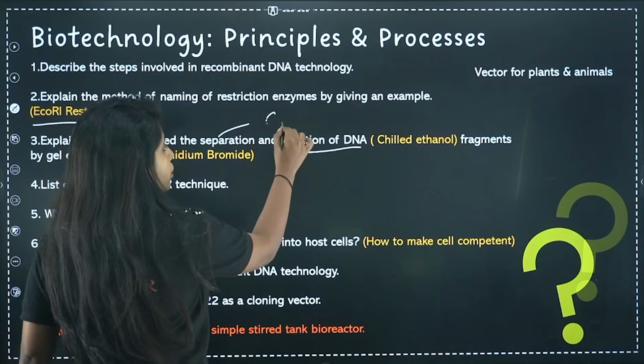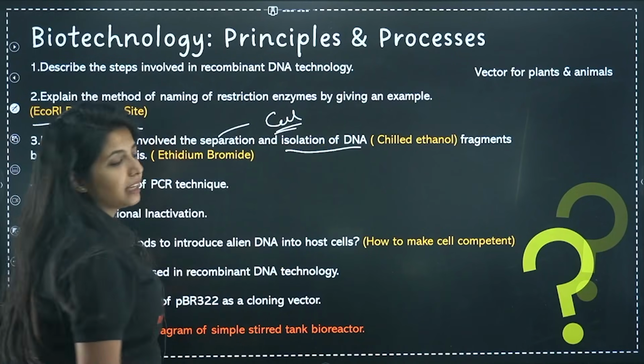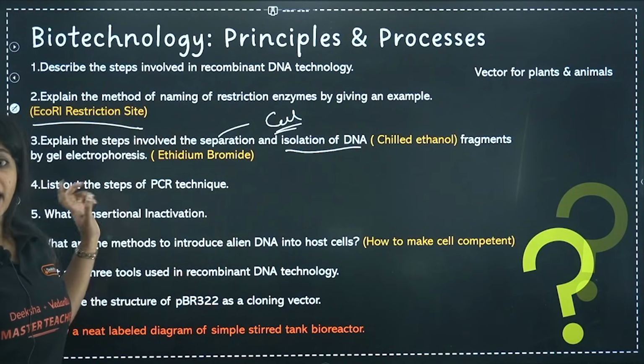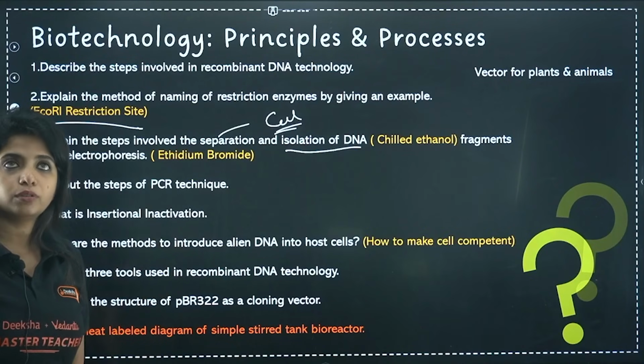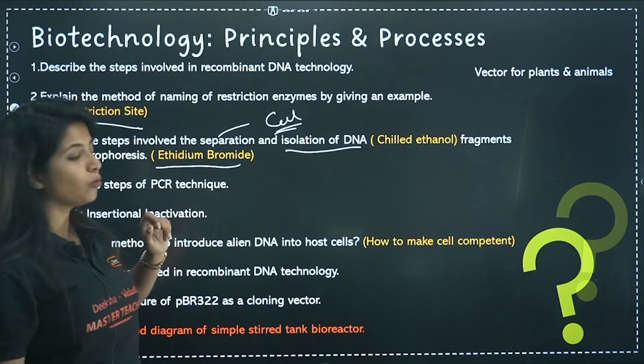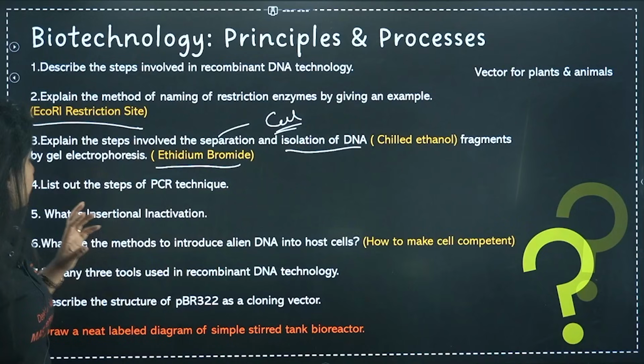Please know how the cell wall is broken in a fungus, in a plant, everything. Then how do you separate it? With the help of chilled ethanol, my dear children. And later on you run it through an electrophoresis chamber. And how do you make it visible? With the help of ethidium bromide. It gives an orangish red color.